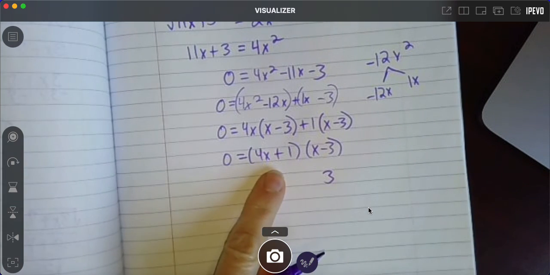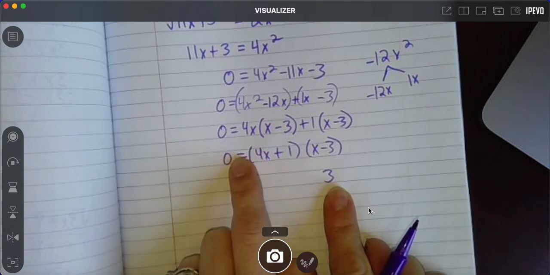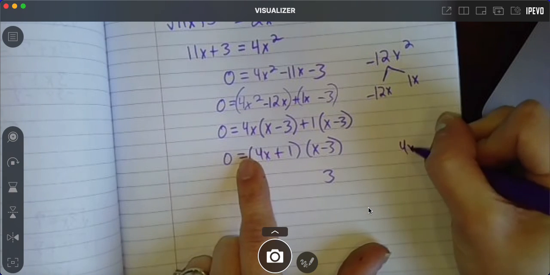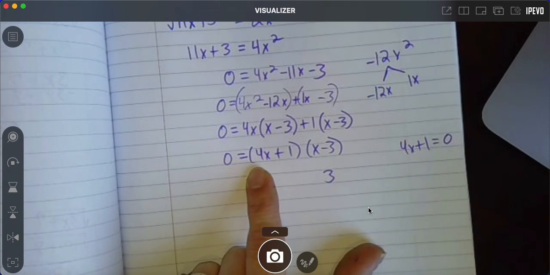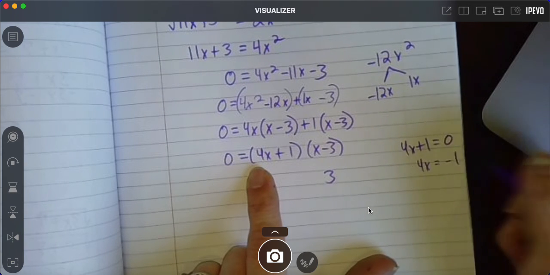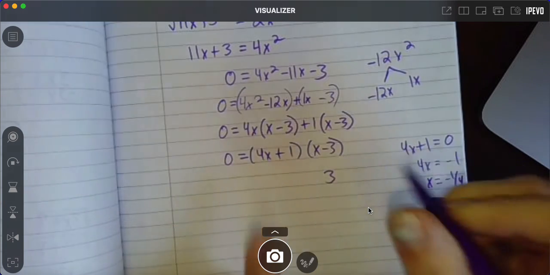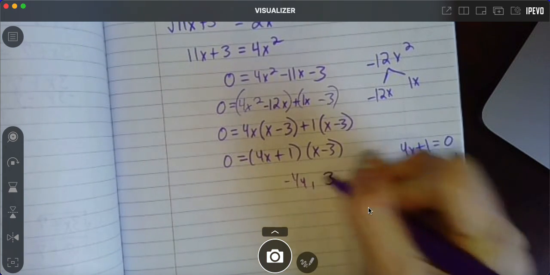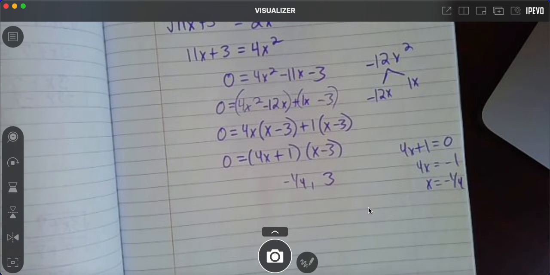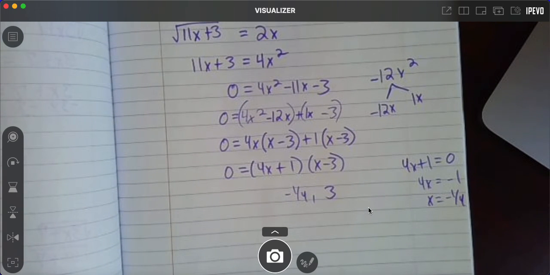And this one's going to be negative 1/4, because you set it equal to 0. x minus 3 equals 0. What would x be? 3. Same thing: if I set this one equal to 0, what would I do to solve? You would get negative 1 divided by 4, so it's negative 1/4, or negative 0.25. Then you would have to plug it in and see if you get both answers. We should do 3 first since it's easy.